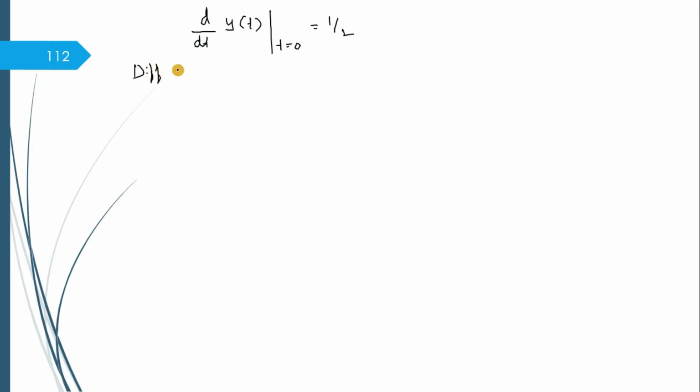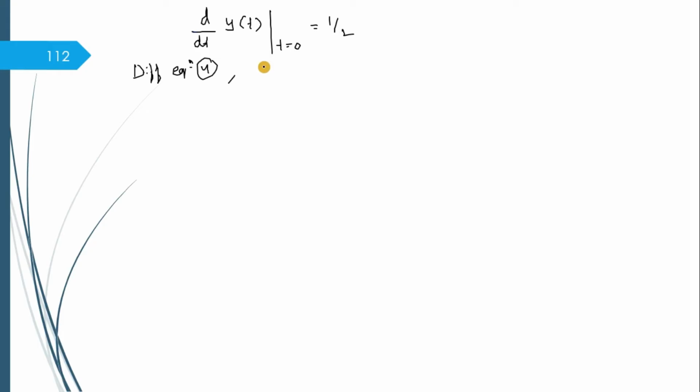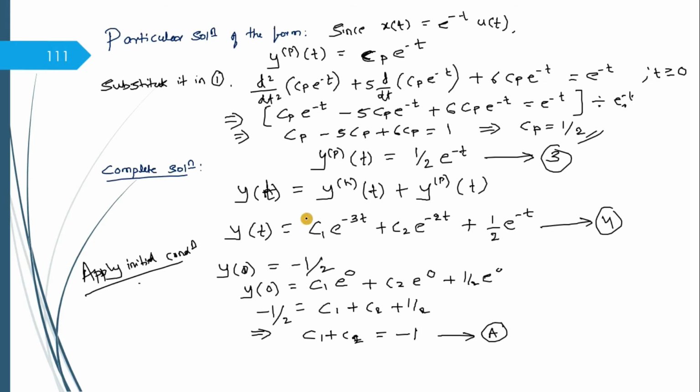Differentiating equation 4, because that's a complete solution. That complete solution y of t that we got, you need to differentiate. If I differentiate it, minus 3 will come out, minus 3 c1 e raised to minus 3t. So I write it for your reference first time because it's a new problem.